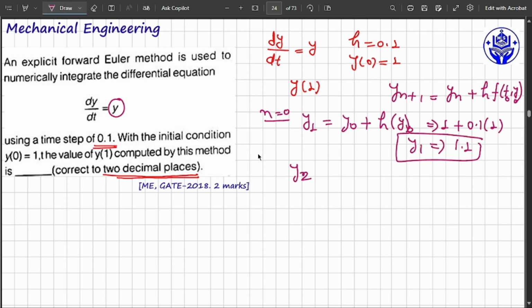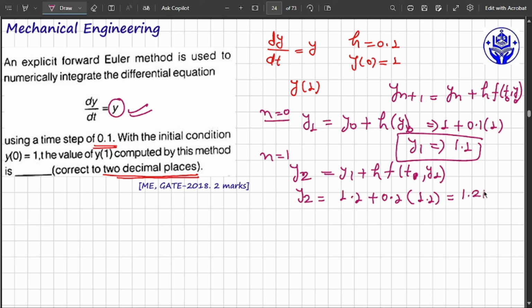Again, I will calculate y2. I will put n equals 1. Then it is y1 plus h into f of t1, y1. My function is only y, so y2 equals 1.1 plus 0.1 into 1.1, and the result is 1.21. Now, 2 decimal places are not correct yet.